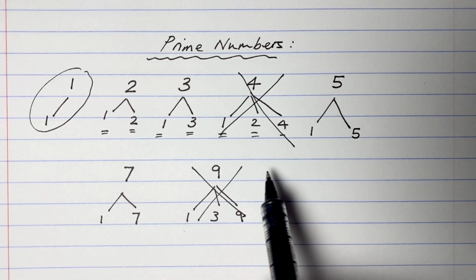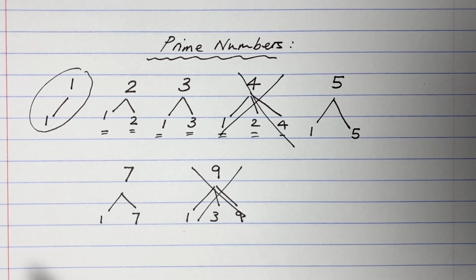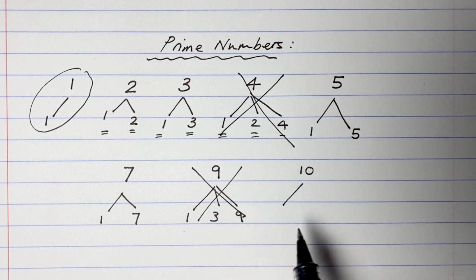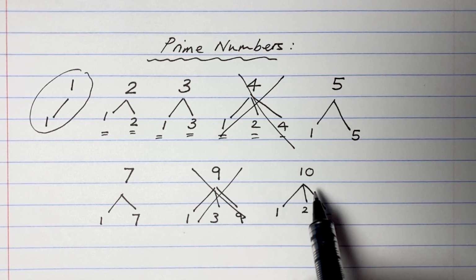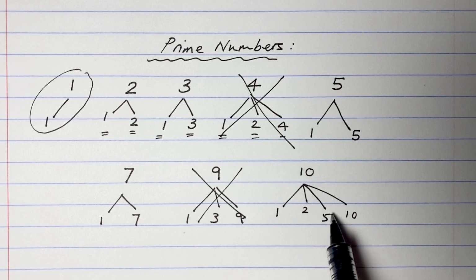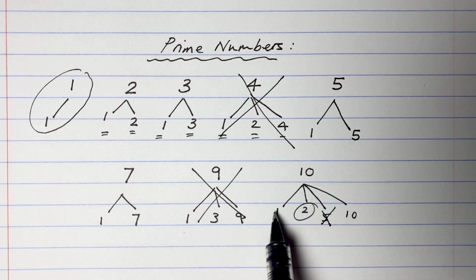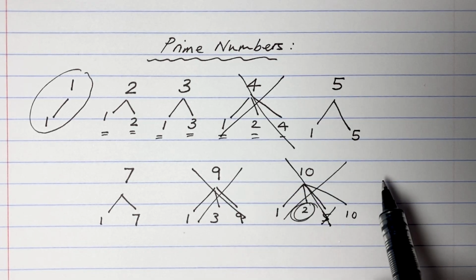Actually, any even number except 2 cannot be a prime number. For example, 10 is not a prime number because it's even. 1 goes in it, 2 goes in it, 5 goes in it, 10 goes in it. It's got 4 factors. Even if 5 didn't go in it, 2 would go in it because it's even. Except 1 and 10, we have another factor, which is 2. So 10 is not a prime number.